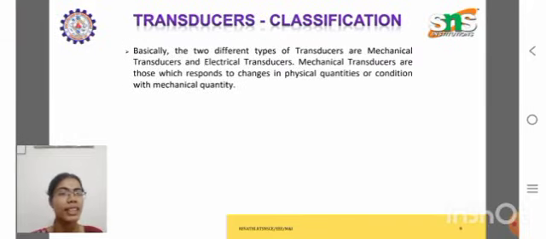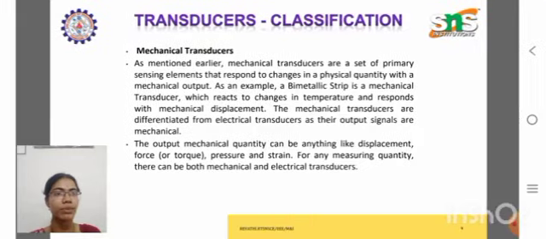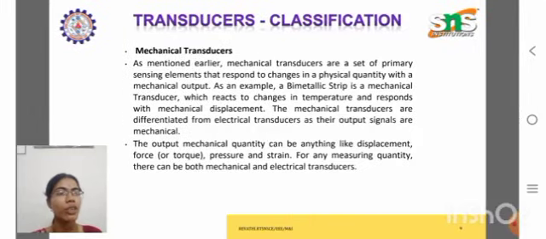The next slide is the continuity of classification of transducers. Basically, the two different types of transducers are mechanical transducer and electrical transducer. Mechanical transducers are those which respond to change in physical quantities or conditions with mechanical quantities. In this slide we are going to see about the mechanical transducer.